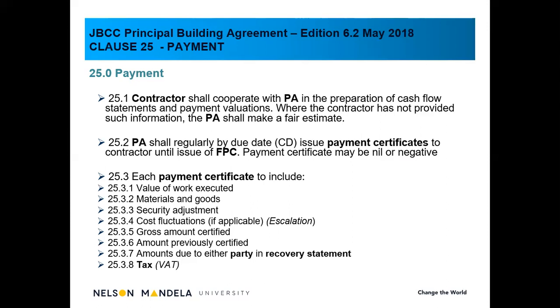Then there's also the amount due to either party in the recovery statement. Obviously, the amounts due could be in the form of default interest. We'll also talk about that later. Or penalties, default interest, where someone is in default. In other words, let's say the employer paid the previous certificate late, there is default interest to be added onto the actual payment certificate. So we have to look at that as well and include those figures in the payment certificate. Then obviously we have to include the tax, or the VAT as we all know it by now.